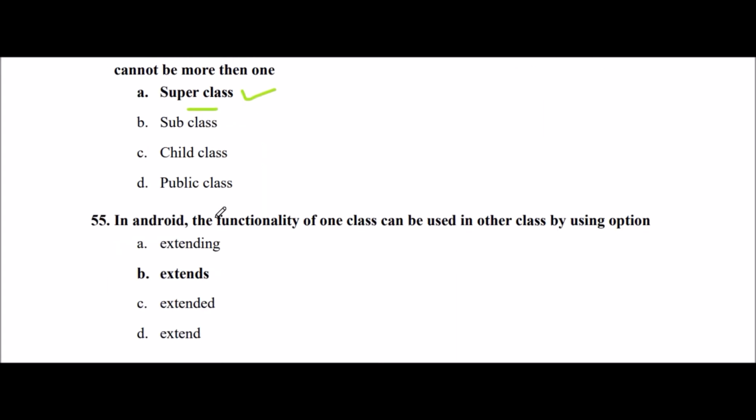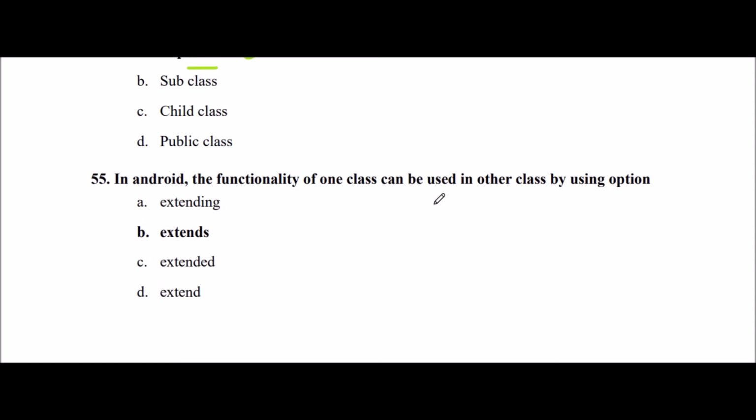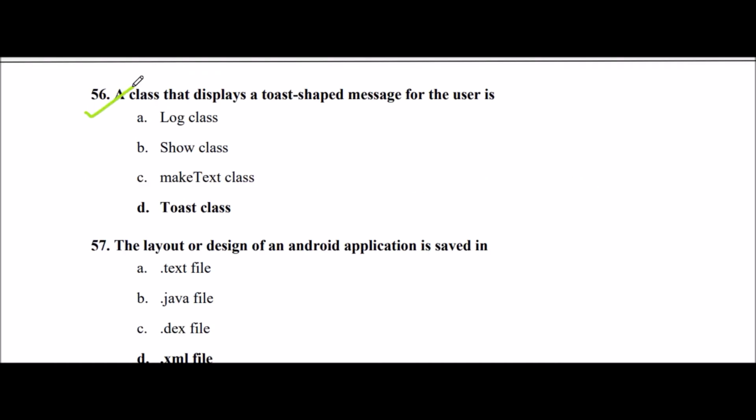Okay. Next question. In Android, the functionality of one class can be used in another class by using the option extends. In inheritance development in Java in Android, we can use the extends keyword to inherit the properties of superclasses. So in Android, the functionality of one class can be used in another class, meaning the base class, by using the option extends. Next question. A class that displays a toast-shaped message for the user is called the Toast class in Android.